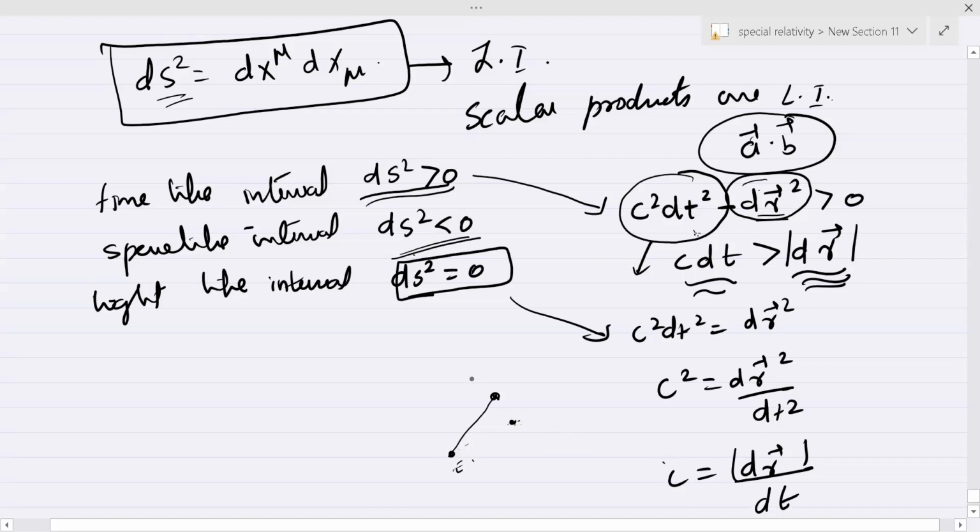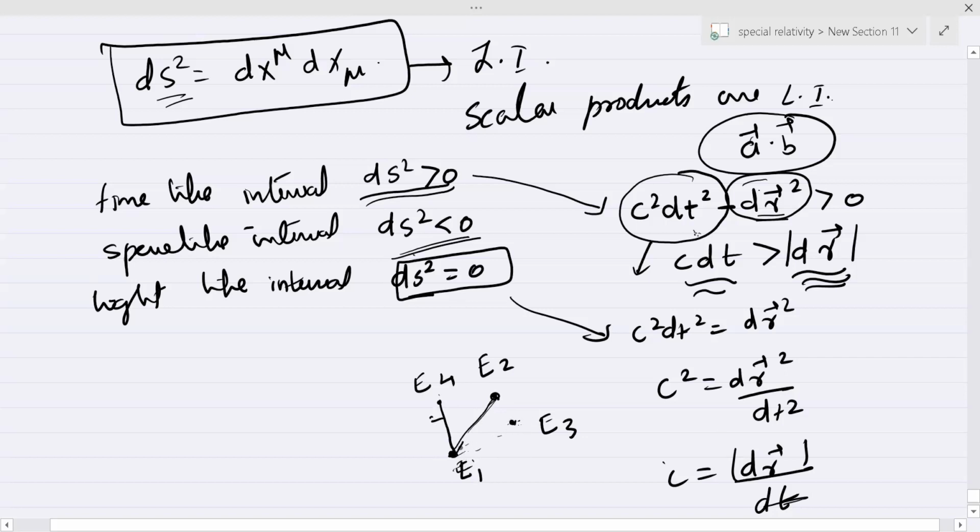I'll just write it. This is E2. I'll write this as E3. This is E4. These are three events, and this is E1. Now, event E2 can be reached from event E1 by a light signal. According to this, we say that the interval between them is light-like. But not even light can reach E3, so we say the separation is space-like. If you go at a lower velocity than the speed of light, you can reach E4. So E4 and E1 are time-like separated, E2 and E1 are light-like separated, and E1 and E3 are space-like separated.